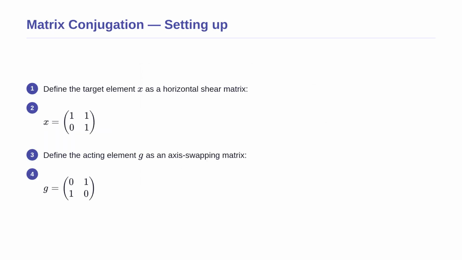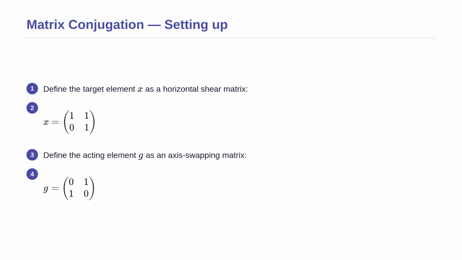Let us see conjugation in action with a concrete example using transformation matrices. Matrices are grids of numbers used to transform shapes in geometry. We define our target element, X, as a matrix that represents a horizontal shear, pushing the top of a square to the right. We want to see what this horizontal stretch looks like from a completely different geometric perspective.